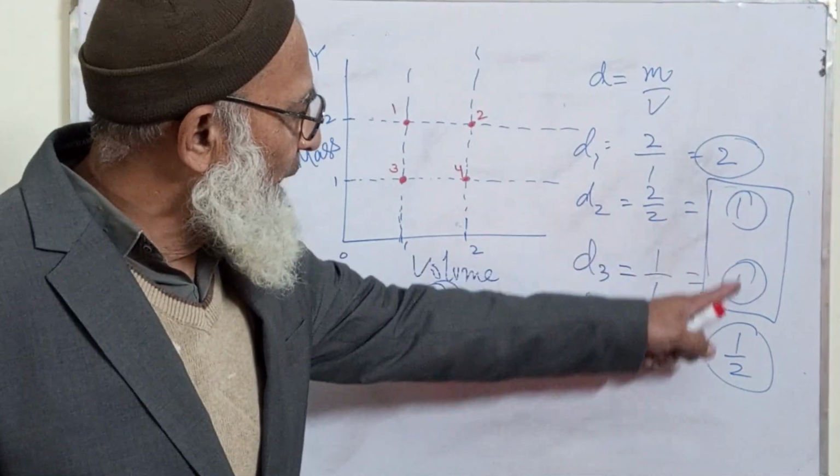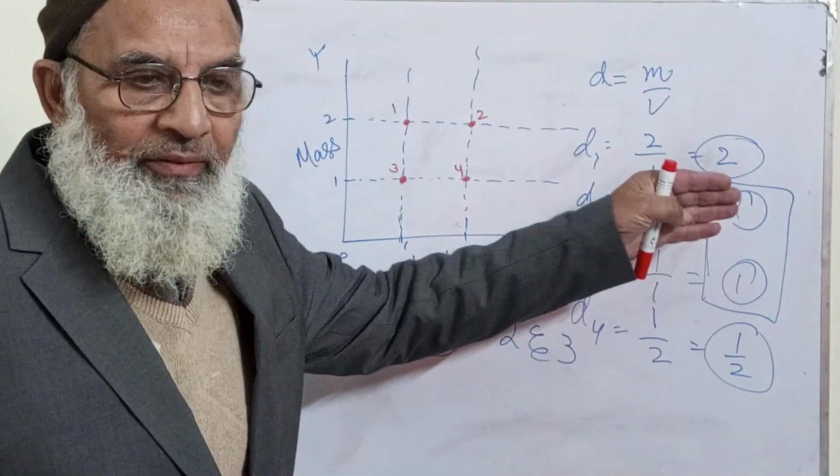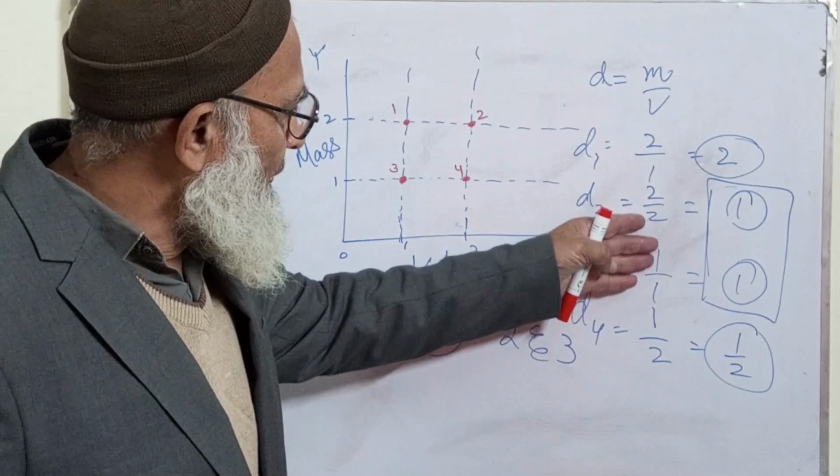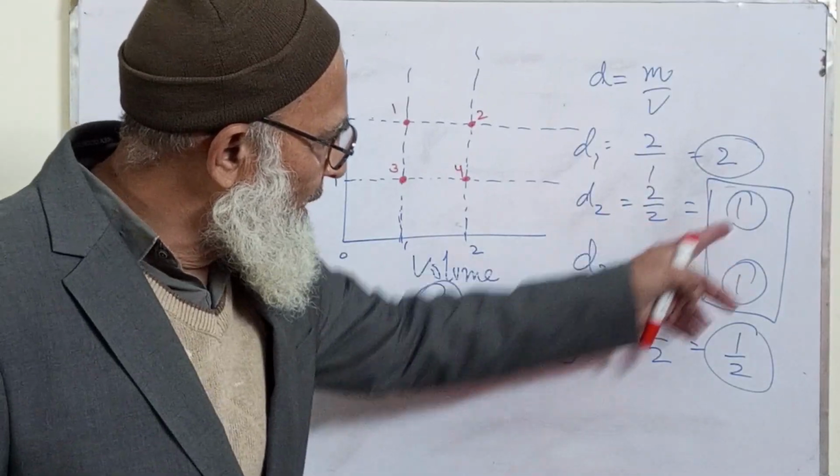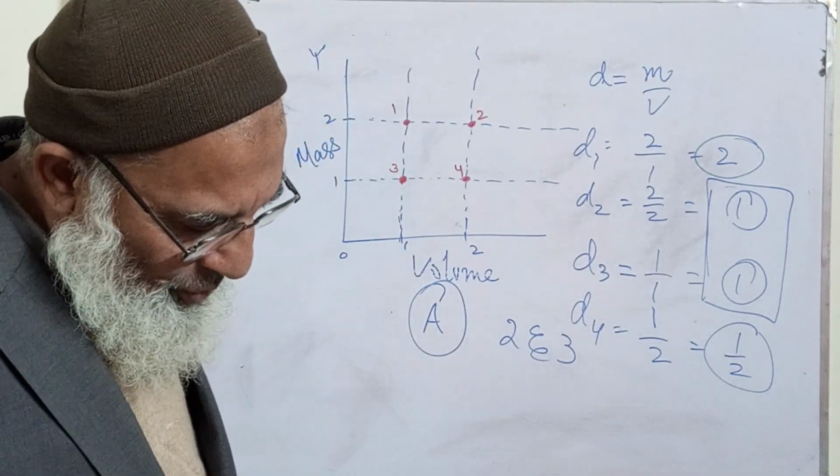2 and 3, we have practically done it. Theoretically we have done it. Okay, 2 and 3 is 1. Okay, now about the next question.